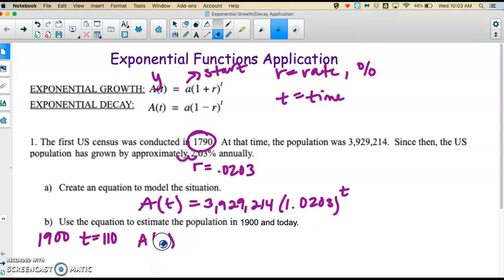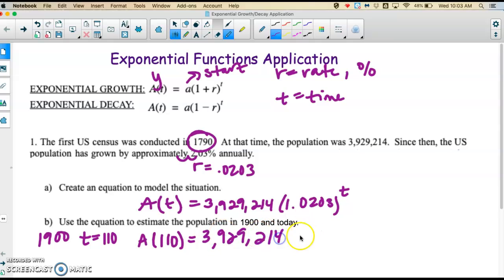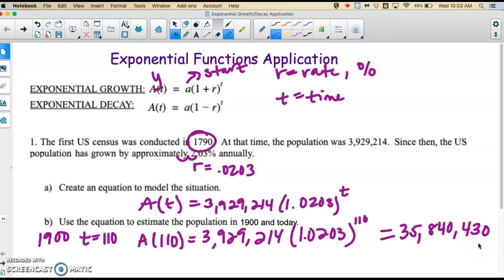So you're going to plug in 110. So what you're going to do is take t and plug in 110 for that. So on your calculator, order of operations, first do the exponents, then multiply by 3,929,214. Go ahead and pause the video, and I'll let you do that. And this is the number that I got. You'll probably get some decimals, but since we're talking about people, we'll round down.